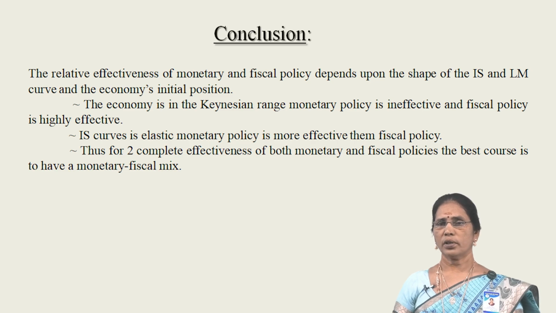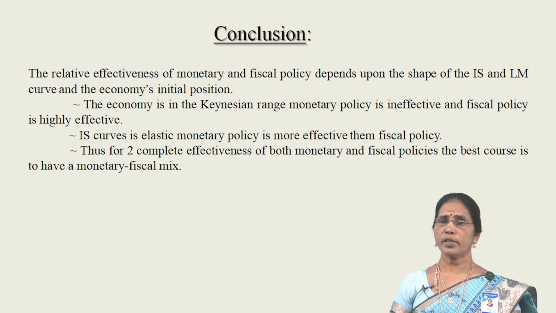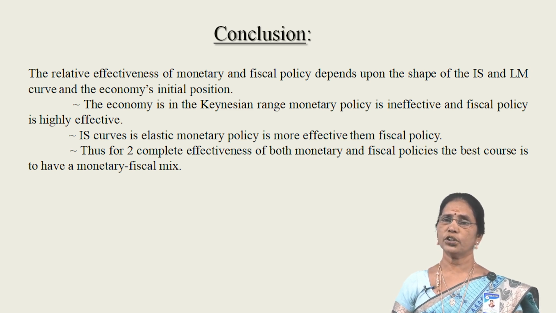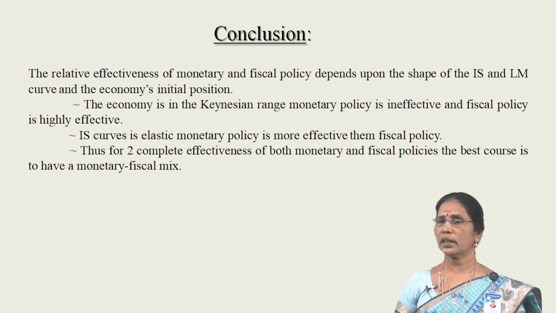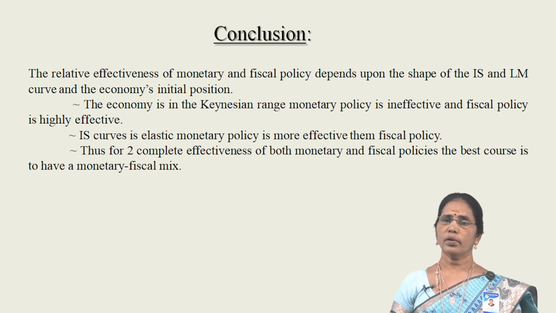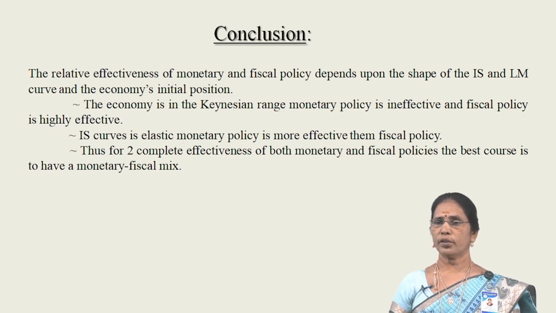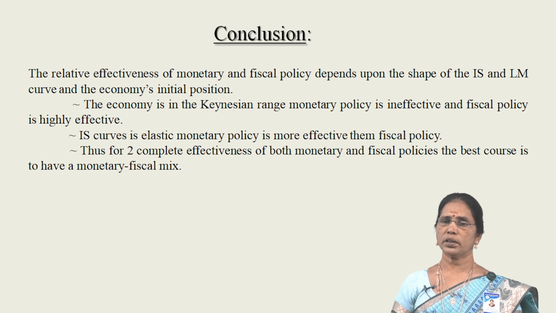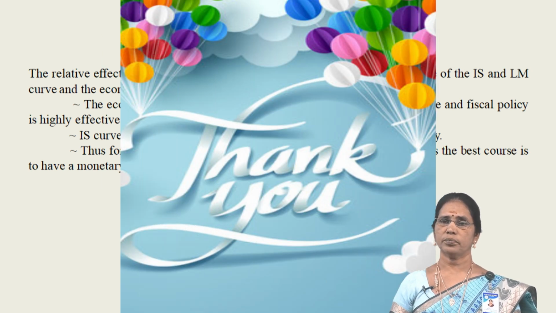Then we move on to the conclusion. The relative effectiveness of monetary and fiscal policy depends upon the shape of the IS and the LM curve and the economy's initial position. If the economy is in the Keynesian range, monetary policy is ineffective and fiscal policy is highly effective. If the IS curve is elastic, monetary policy is more effective than fiscal policy. Therefore, for complete effectiveness, the best course is to have a monetary and fiscal mix. Thank you.